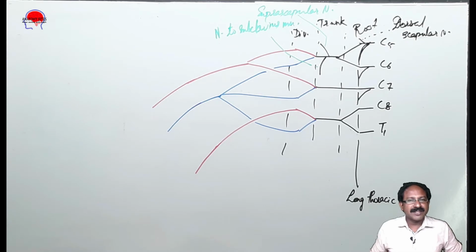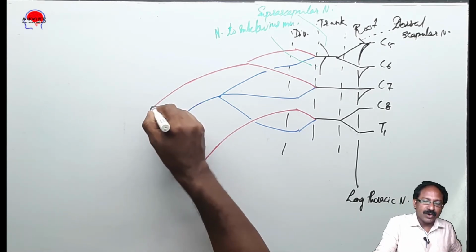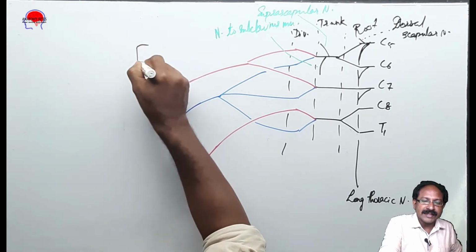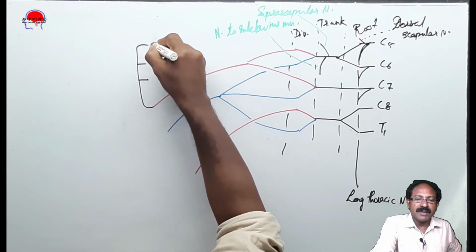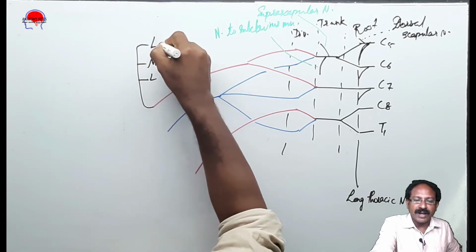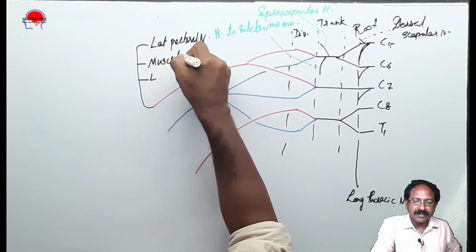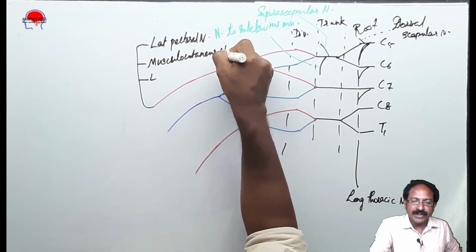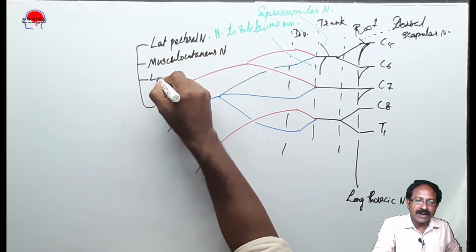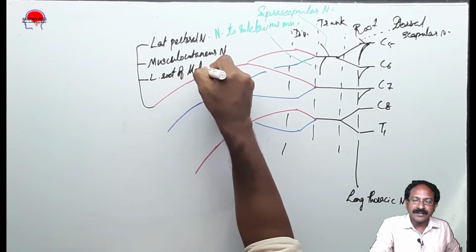We will see the branches arising from each cord in a schematic manner. From the lateral cord arises 3 nerves. You can remember by the code L, M, L. L for lateral pectoral nerve, musculocutaneous nerve and lateral root of median nerve.